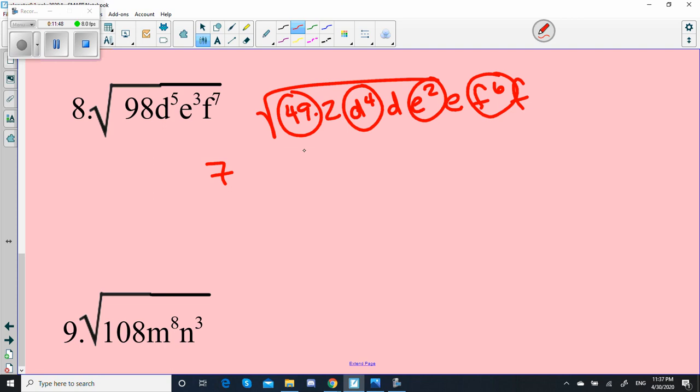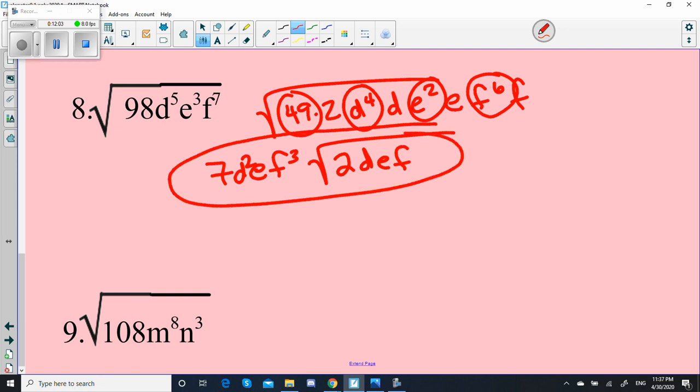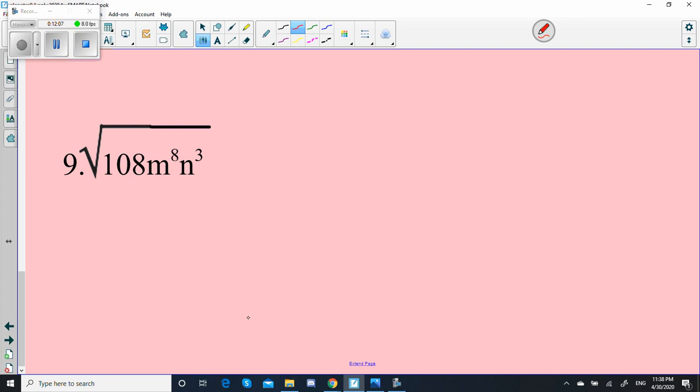Square root of D to the 4th is D to the 2nd. E to the 2nd is E. And F to the 6th, if I take the square root, is F to the 3rd. Left underneath is 2, D, E, and F. This is the answer. If you got it, big pat on the back. Nice job. If you didn't, I hope you found your mistake.